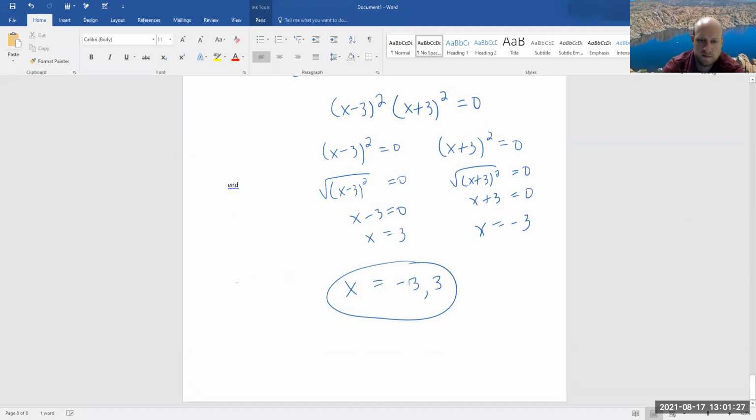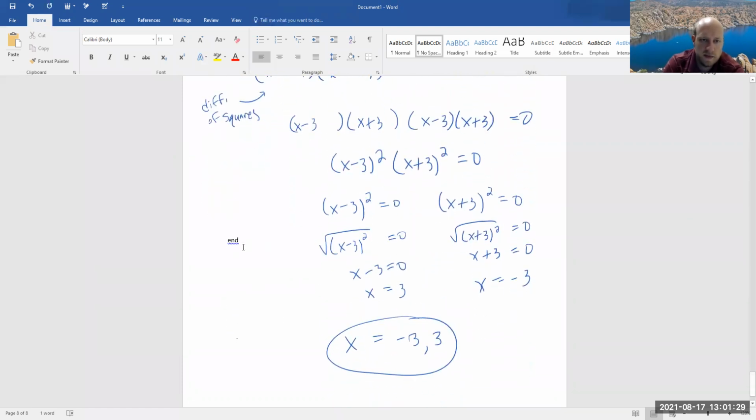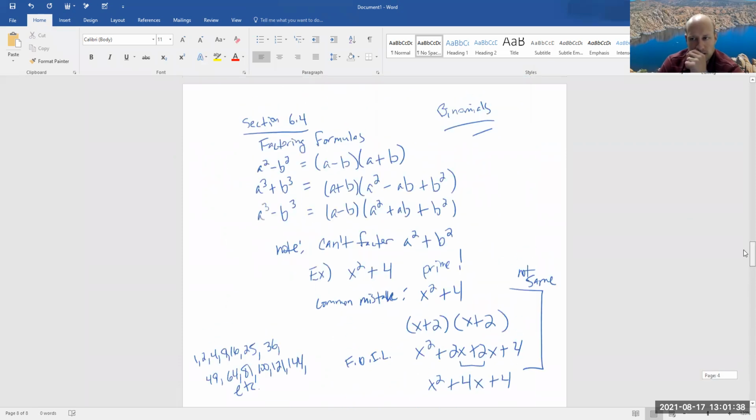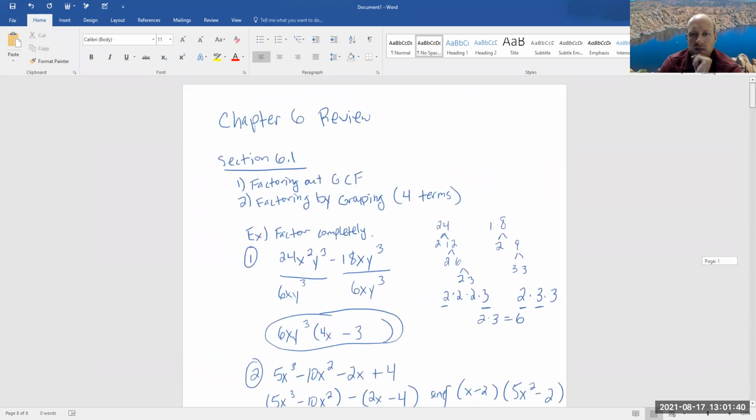So let me actually get rid of some of this here. That is it for your chapter 6 review. So I would recommend going back through some of this, working through some of the examples. Your practice test is going to be really key. It's going to look quite a bit like your actual test. So again, if you have questions, please let me know and we'll talk to you later.